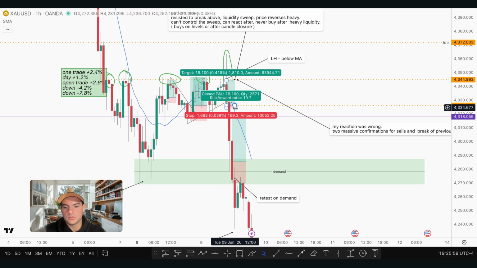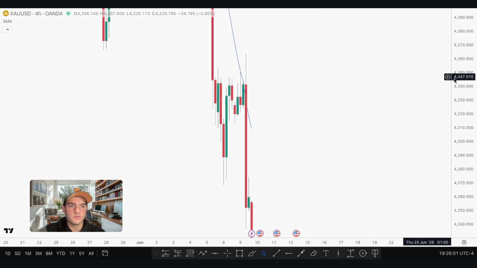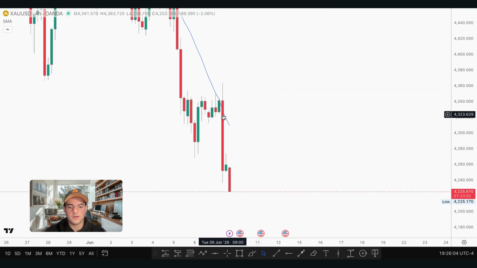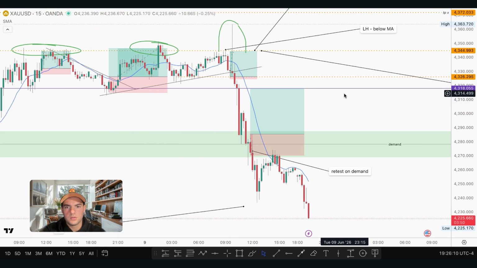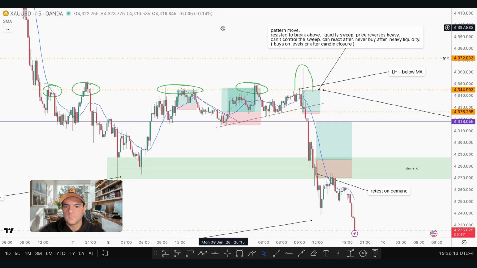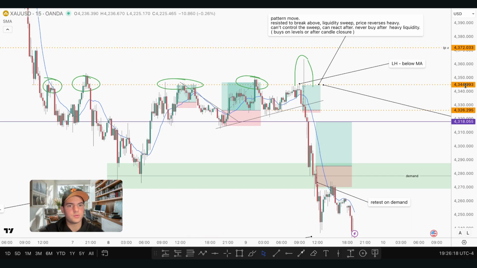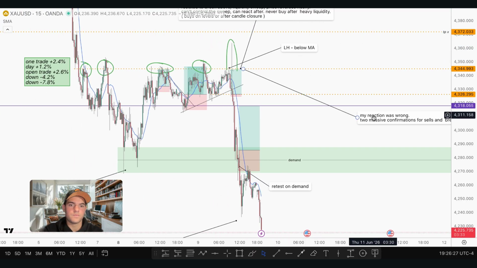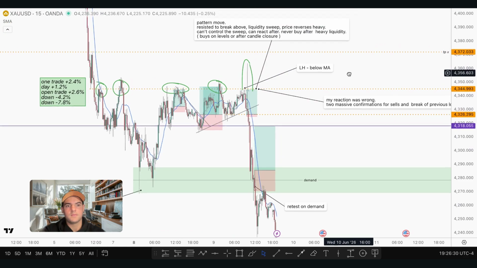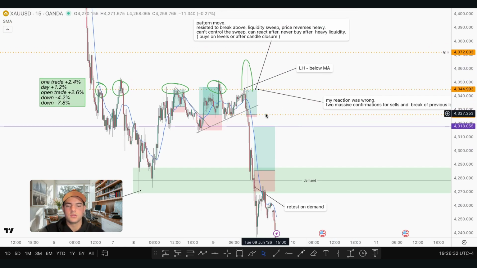You have price closing below the moving average, and then you also have the 4 hour rejecting from this area, and then on the 15-minute you also have this area being rejected from, right, the 43, 44, 45 area. And so this became a lower high, right, and also below the moving average. So overall, the reaction that I had was looking for buys, and I didn't enter any buys except for this one at this moment.